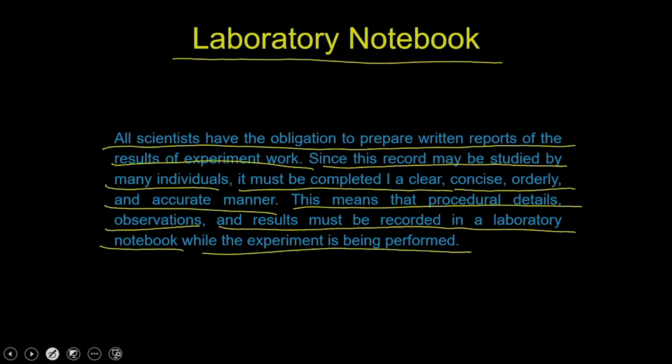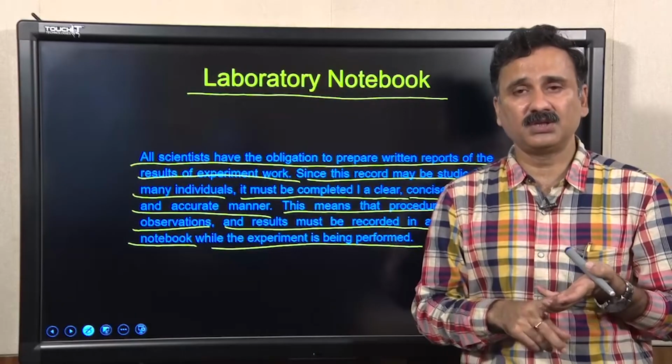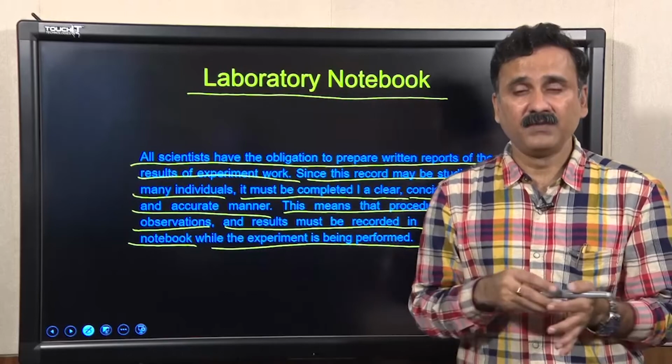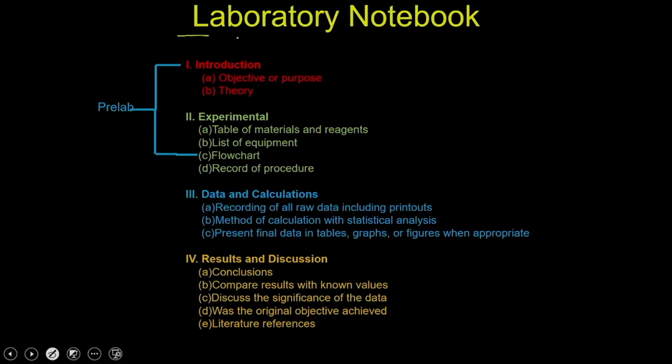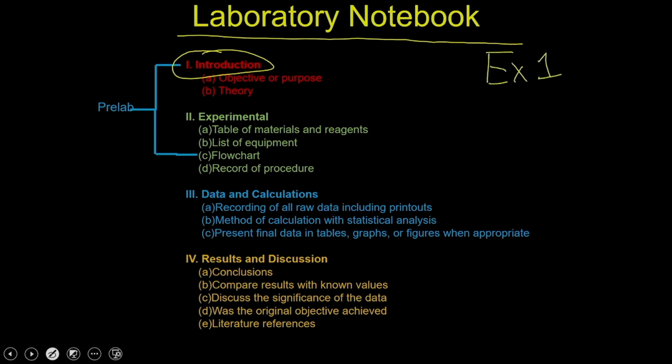In a laboratory notebook, you are going to have 4 major items. One is introduction, second is observation, the third is result and discussion, and the fourth is the literature survey. Let us see what material is required in the laboratory notebook. In a typical laboratory notebook, you could have the introduction. Suppose I am starting experiment 1, before I start, I should have all these columns: an introduction section, an experimental section, a data and calculation section, and a result and discussion section.